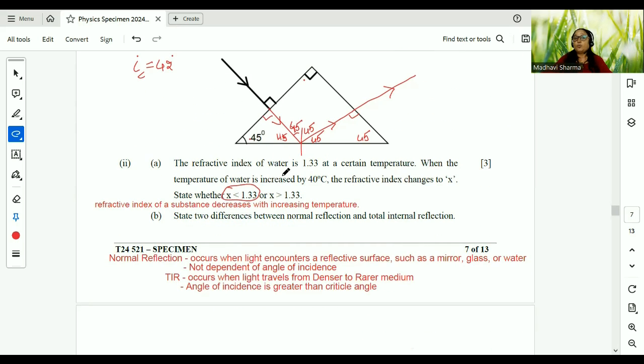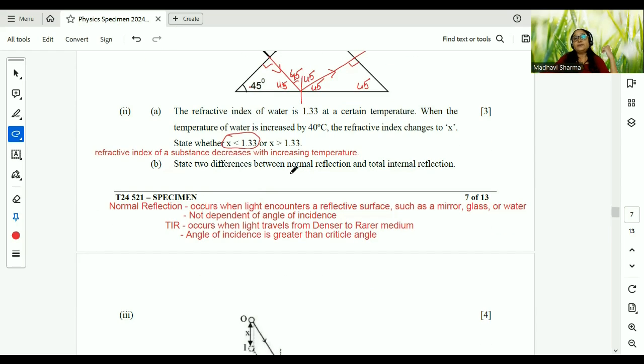The refractive index of water is 1.33 at a certain temperature. When the temperature of the water is increased by 40 degrees Celsius, the refractive index changes to X. State whether X is less or more. Refractive index of the substance is inversely proportional to temperature, means temperature increases, refractive index decreases, it becomes a rarer medium. Yes, the more rarer it is, refractive index will definitely decrease. And so X is, sorry, it is more closer to vacuum, air. So X is less than 1.33.